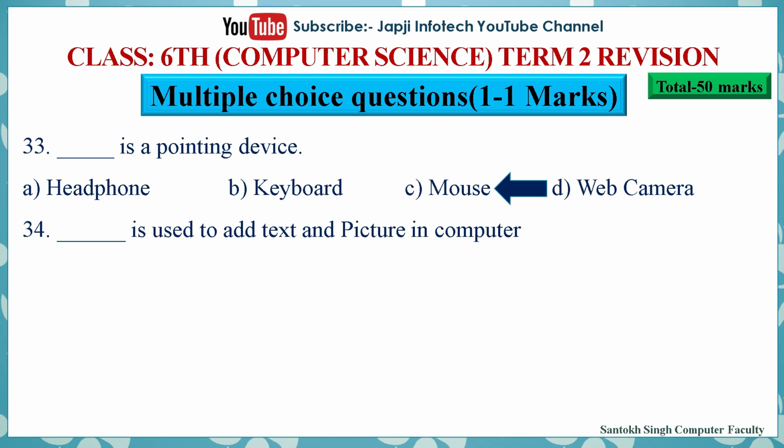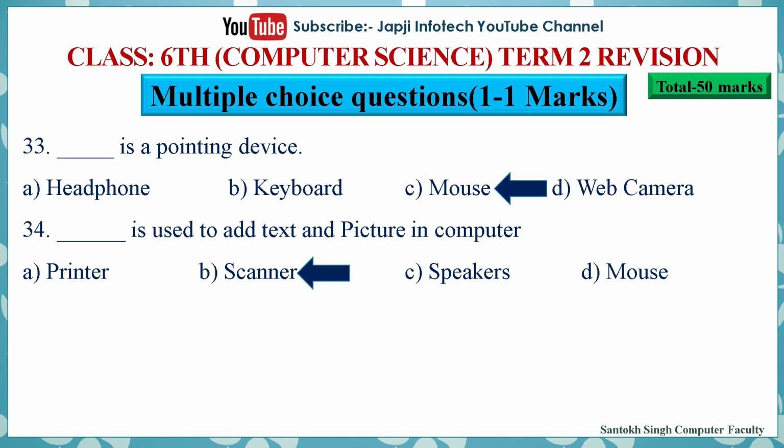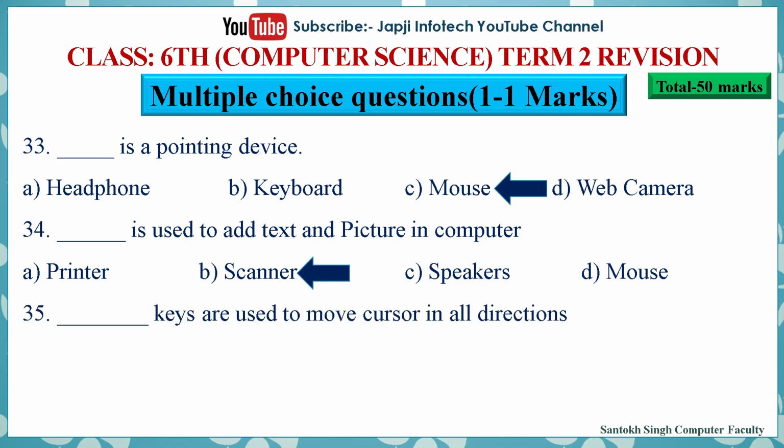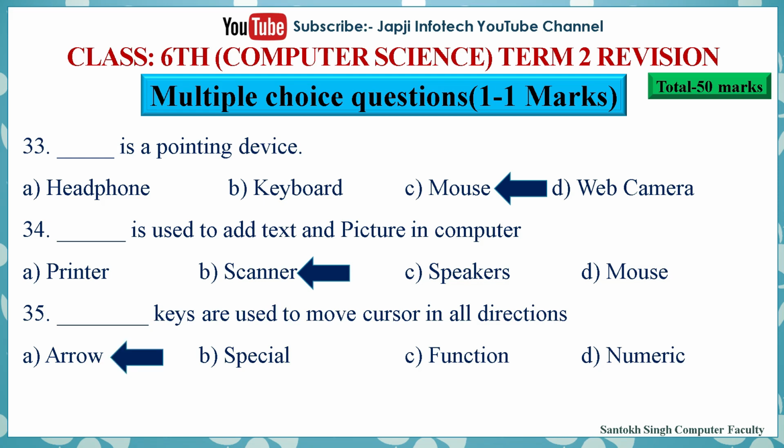And the 34th one is dash is used to add text and picture in computer, and their options are printer, scanner, speaker, and the last one is mouse. And the right answer is scanner is used to add text and pictures in computer. And 35th one is dash keys are used to move cursor in all direction, and their options are arrows, special, function, and the last one is numeric. And the right answer is arrow keys are used to move cursor in all directions.